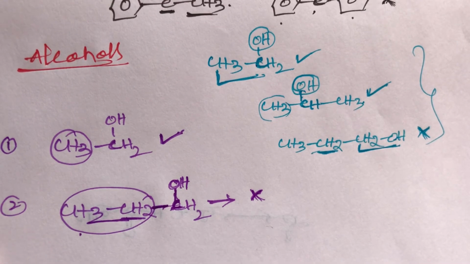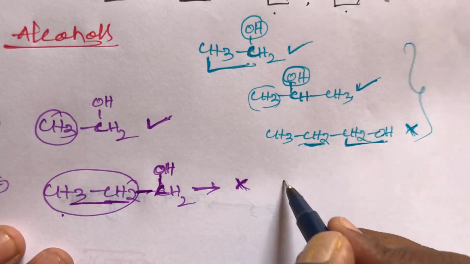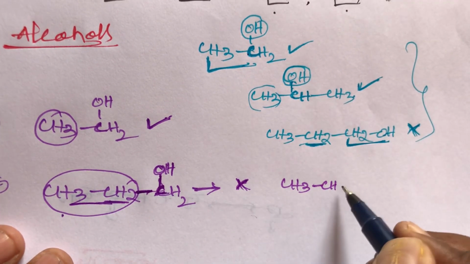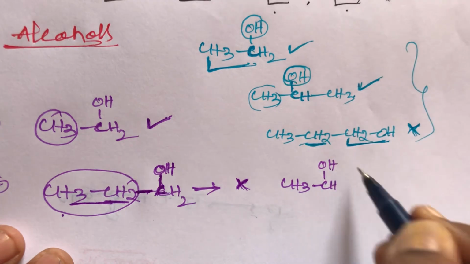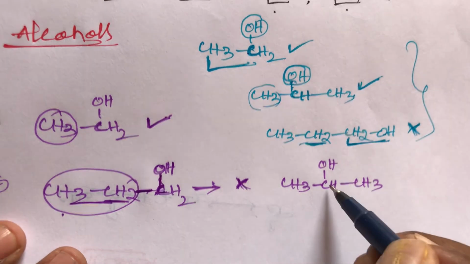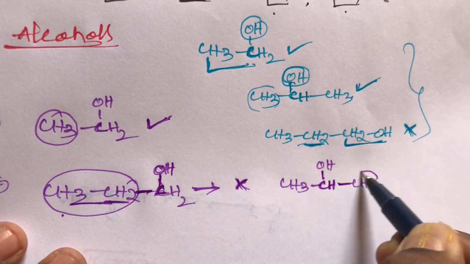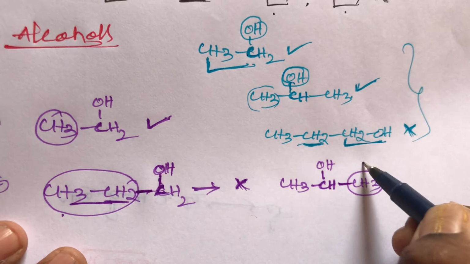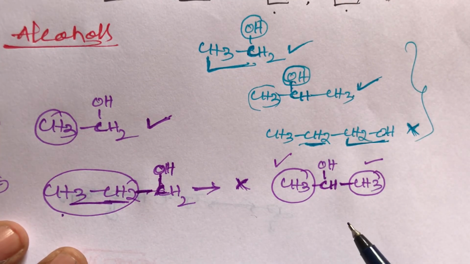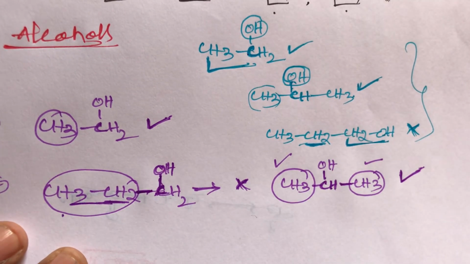Now the third one, CH3-CHOH-CH3. This is a secondary alcohol. This CHOH group is directly connected with a methyl group on the right side and also a methyl group on the left side. Both are methyl groups, so it is giving a positive iodoform test.